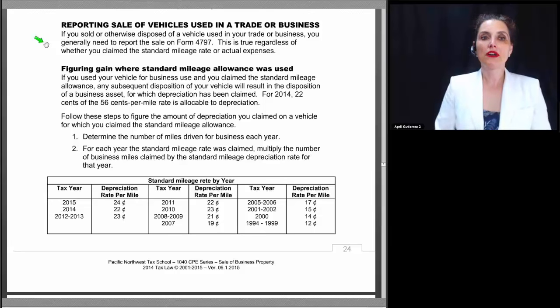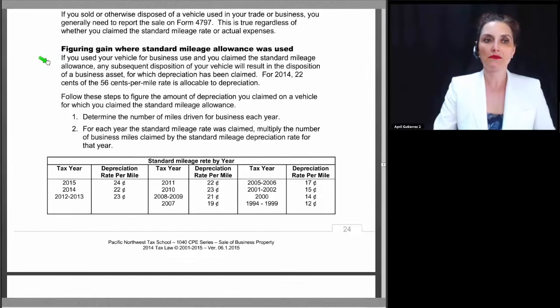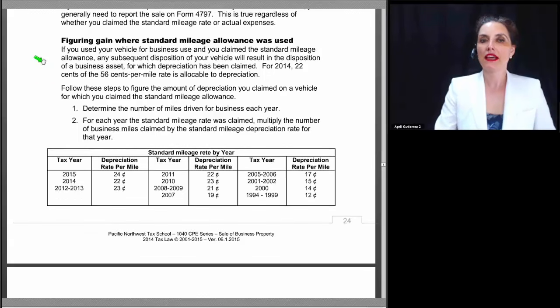If you sold or otherwise disposed of a vehicle that you used in your trade or business, you generally need to report the sale on Form 4797, and this is true regardless of whether you claimed the standard mileage rate or actual expenses. So how do you figure gain when you use the standard mileage rate instead of claiming actual depreciation? Well, if you use your vehicle for business and you claim the standard mileage allowance, any subsequent disposition of the vehicle will result in the disposition of a business asset for which depreciation has been claimed.